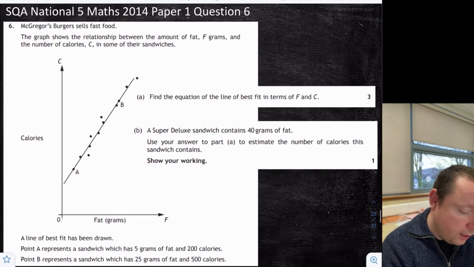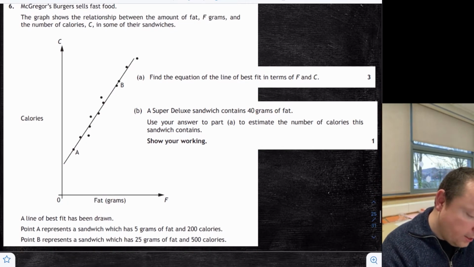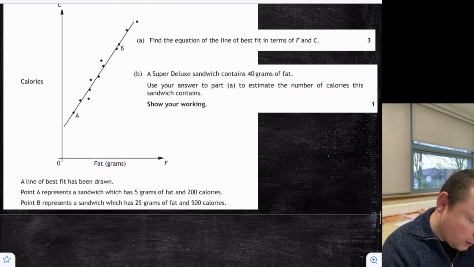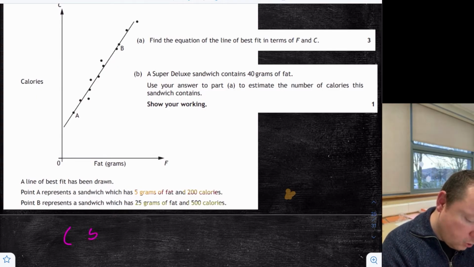Well, it's just the same as straight line. We need a point and we need the gradient. So let's find the gradient first. Let's see if we're given any points. Way down, right at the bottom, it says point A represents 5 grams of fat and 200 calories. And point B represents 25 grams of fat and 500 calories. So our 2 points that we've got are 5 and 200 and 25 and 500.